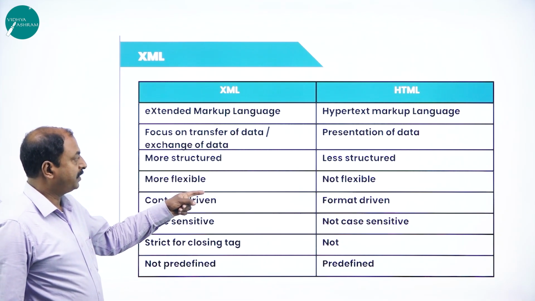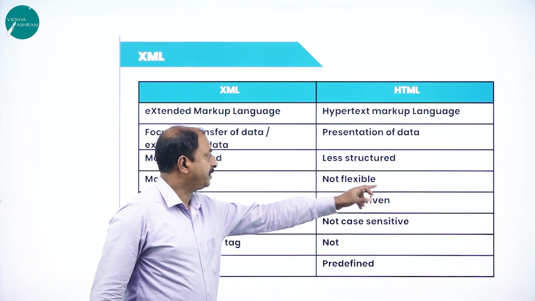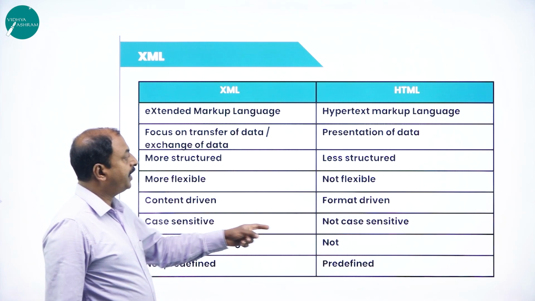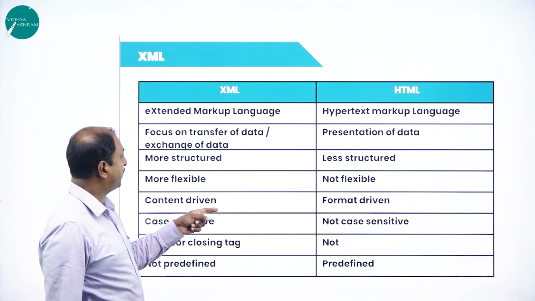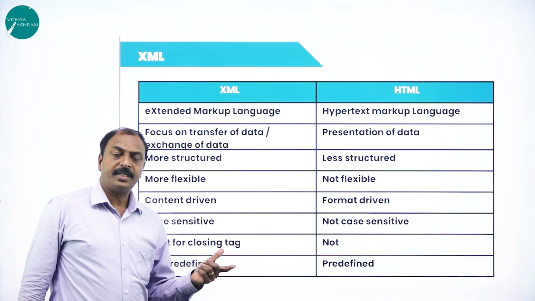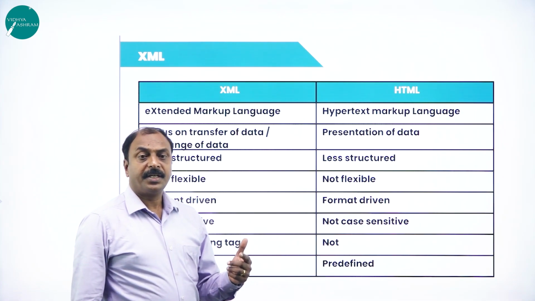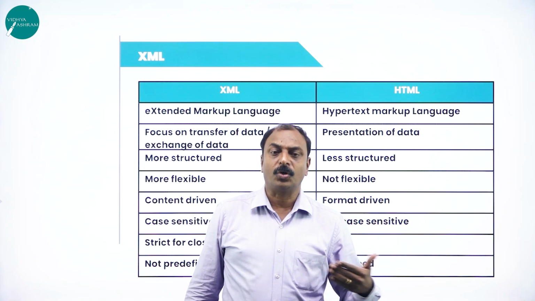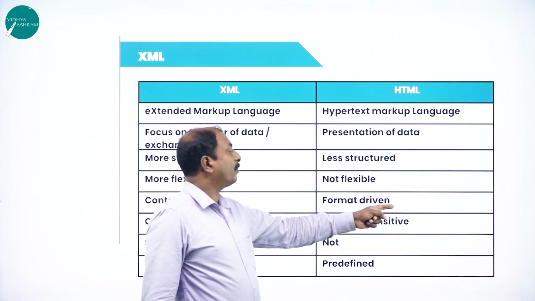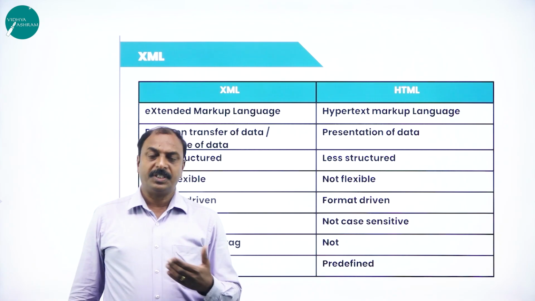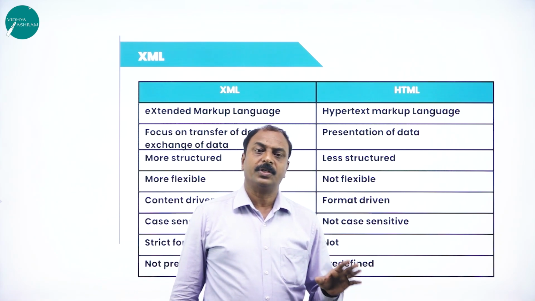It is more flexible, it is not flexible, and it is content driven, it is format driven. What is the meaning of content driven? Here we are concentrating on the content, and again content can play its own role. That is what we are concentrating on, and here it is only format driven. So we are going to display the content in a particular format.